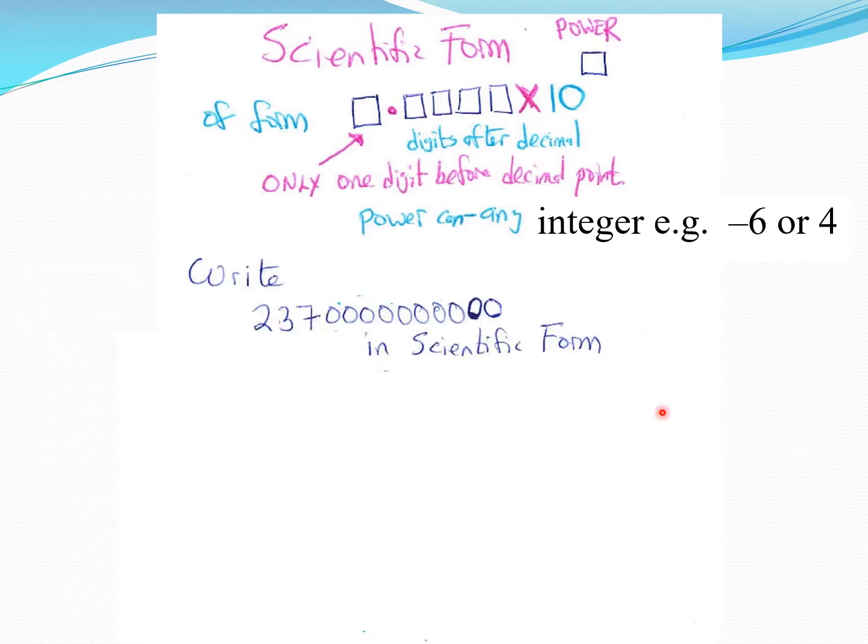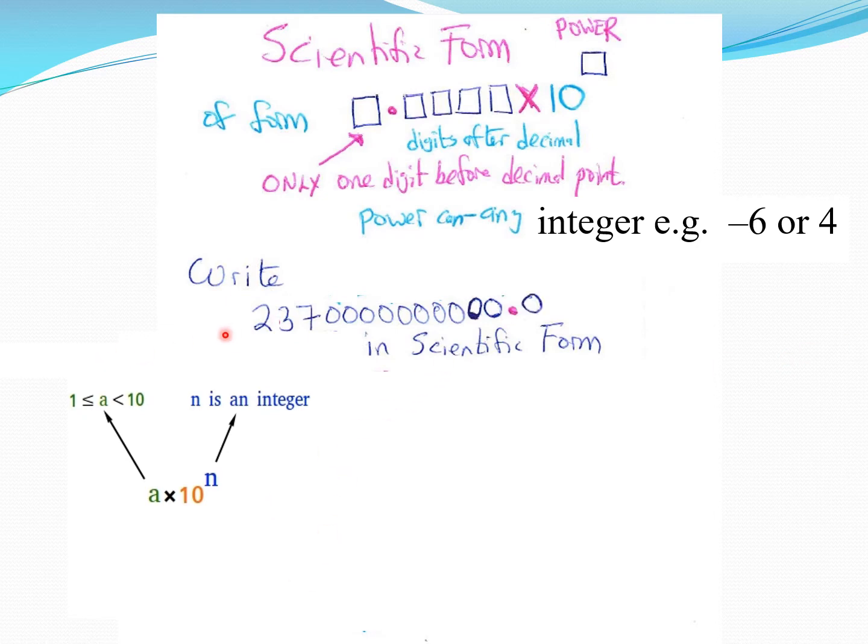So let's look at an example. Write 237 multiplied by 10 tens. In scientific form, there are 10 zeros there. So again, we want the first part of the number to be 2.37. There's only one digit in front of the decimal point. So when we change this number to scientific form, it'll be 2.37 times 10 to the power of something.